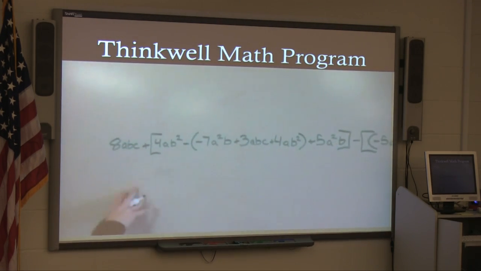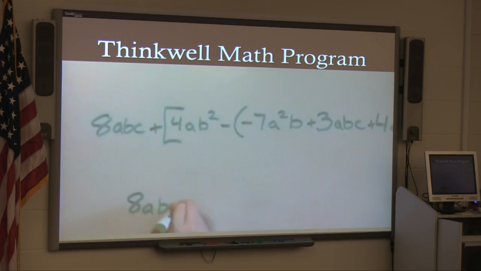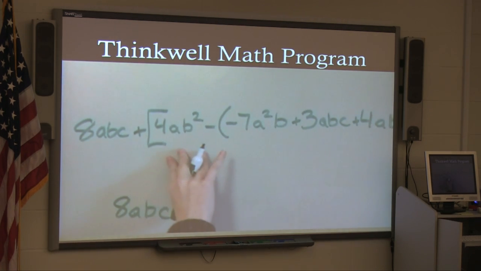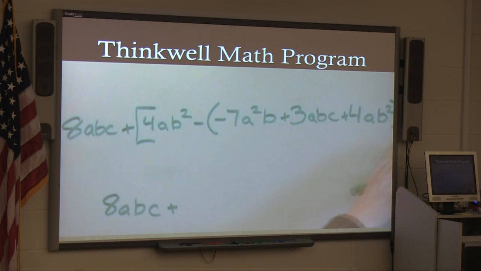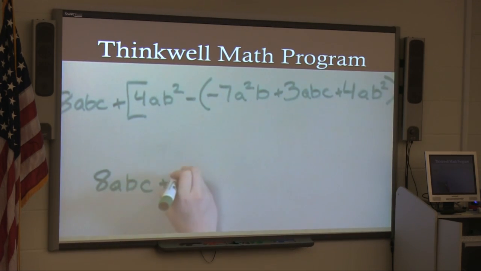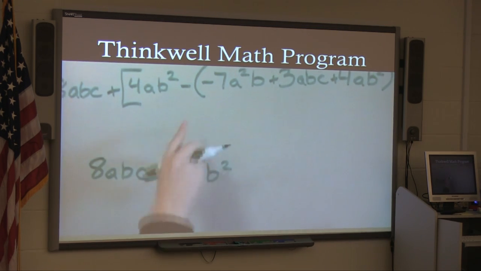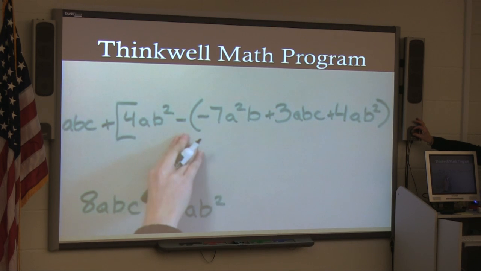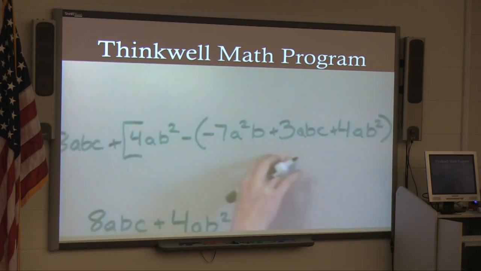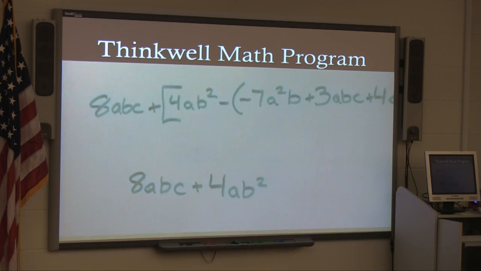So we'll start off with 8ABC. Then, since you're adding, you don't have to change any of the signs here, but we'll get to this part in a minute. So it would be 4AB squared. And because you have a subtraction sign here, the signs in the parentheses have to be changed, flipped around.